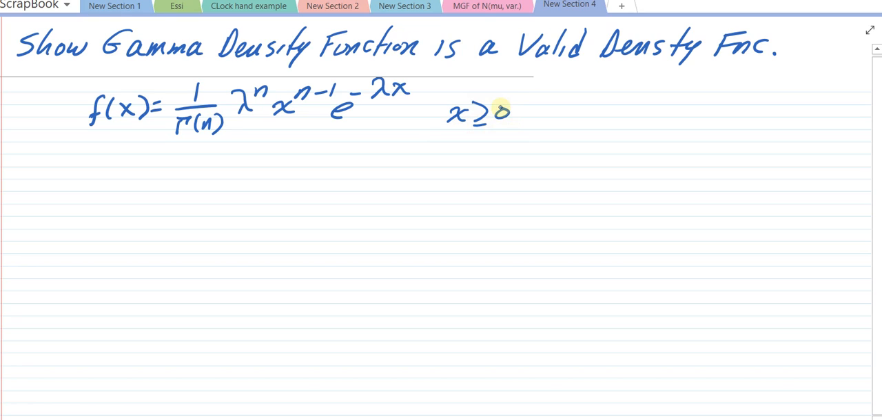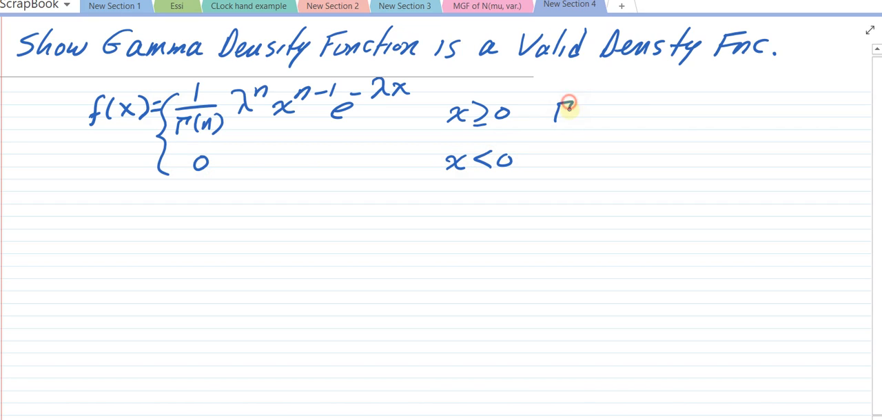Now the density function is going to be 0 if x is negative. So in other words, we can write it as 0 for x less than 0. To show that the density function is a valid function, remember the function must be positive, which you can, by inspection, see that the gamma density is a positive function.